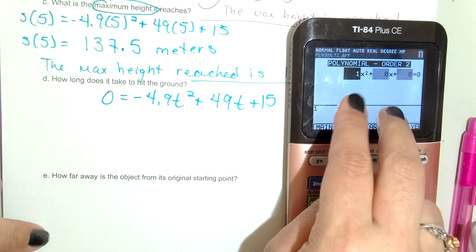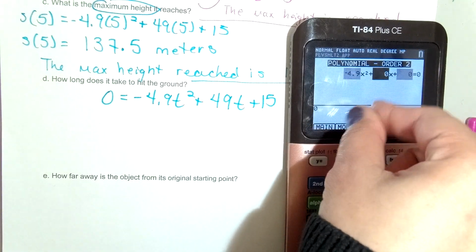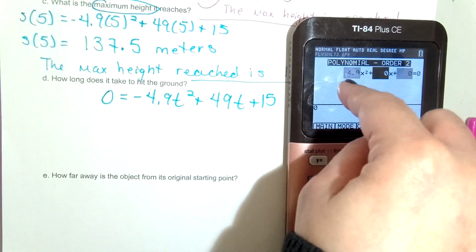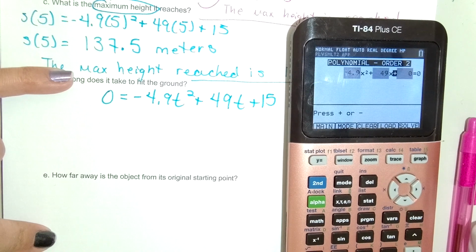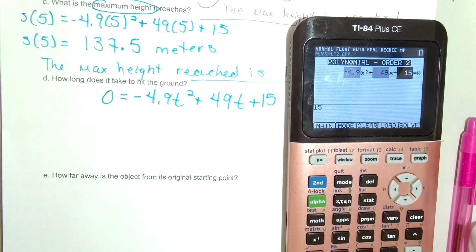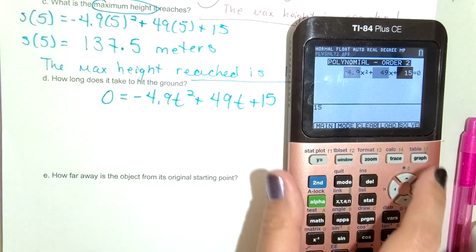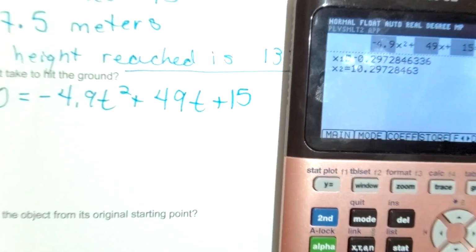What do I do now here? Plug in the coefficients. If you have the bigger calculator, you have a list. So put it in the list. Just put the coefficients in the list. 49 and 15. After I put in my coefficients, what do I do? Press graph again. Now, you will see 2 answers.